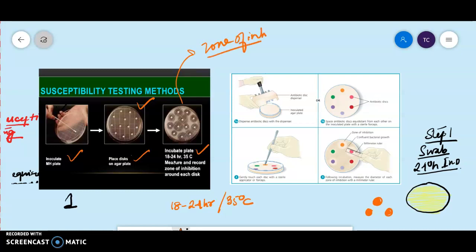So in order to see whether a zone of inhibition is produced or not: if it is sensitive, it will of course produce a zone of inhibition. If it is not, it will not produce any specific zone of inhibition. So this is the further procedure. You can see it in detail.